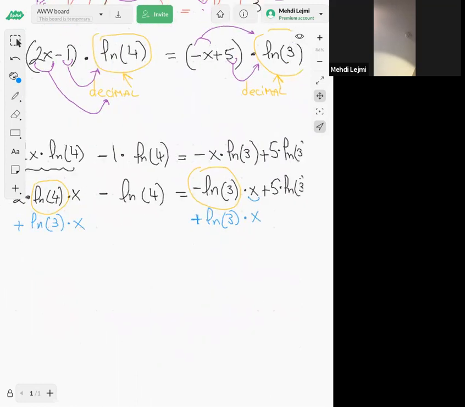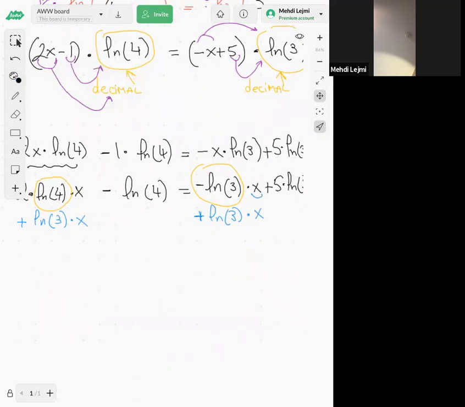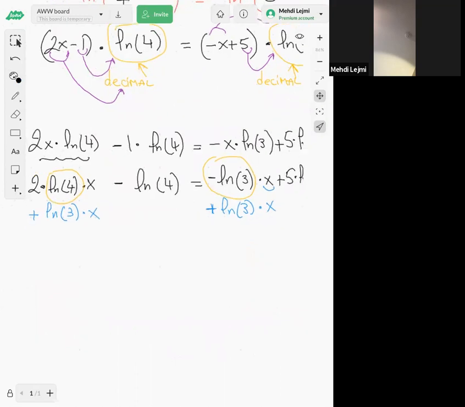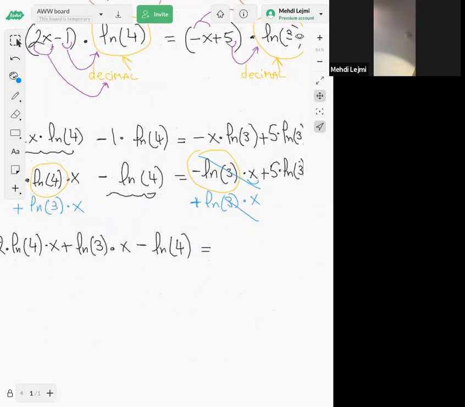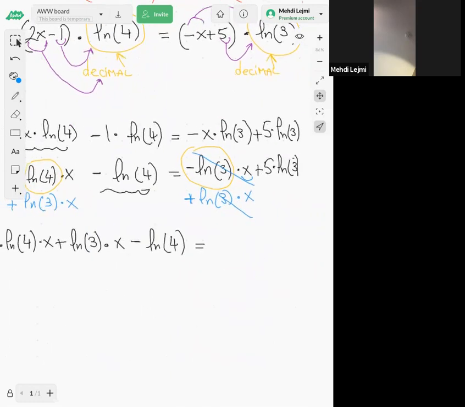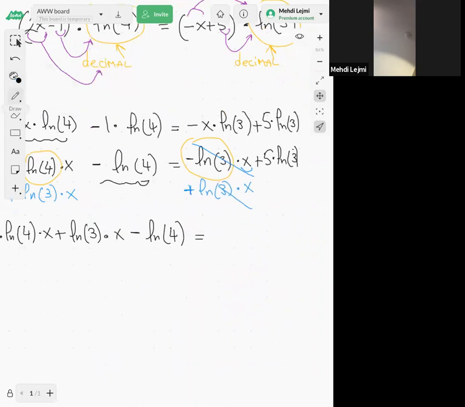All right, so on the left side we do have 2 times natural log of 4 times x plus natural log of phi, which is some number, times x. And then there's this minus natural log of 4. So here's my natural log of 4 equals. On the right side, this cancels out, and then there is this plus 5 natural log of phi, right? This is plus 5 natural log of phi. So it equals 5 times natural log of phi.